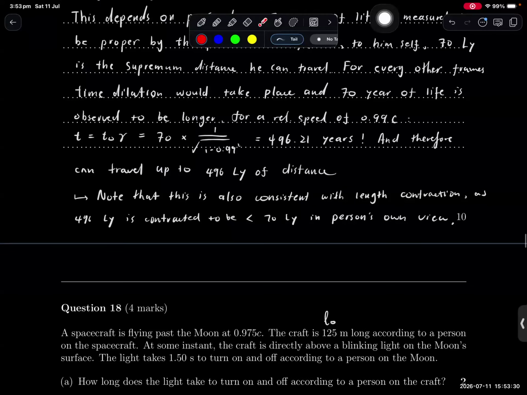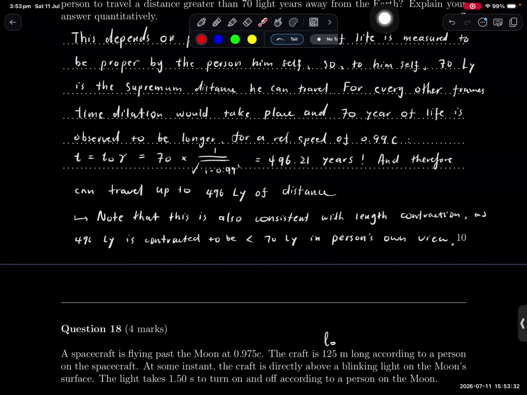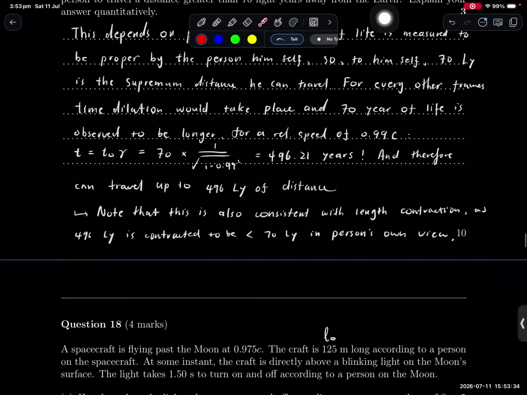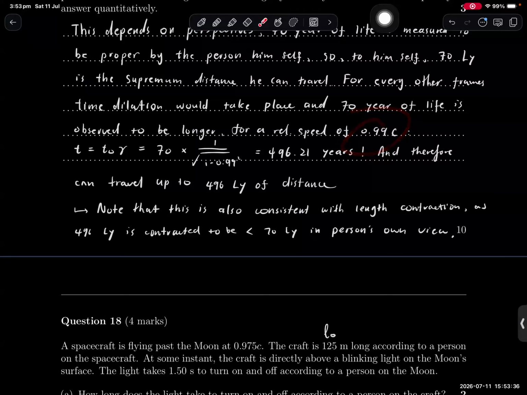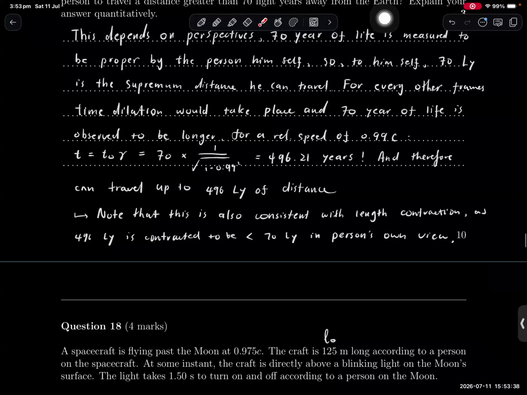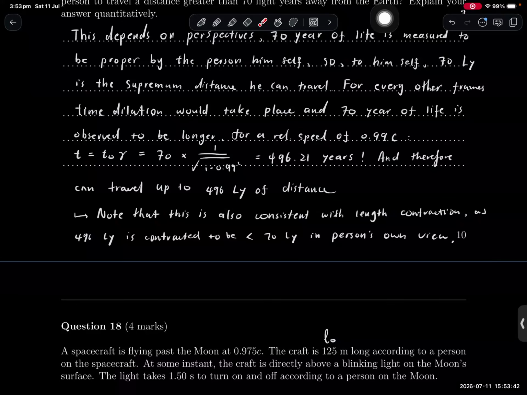Okay, we do a calculation with a specific case. Say it's 0.99c, and then the time is dilated to almost 500 years, and therefore the observer can then travel.